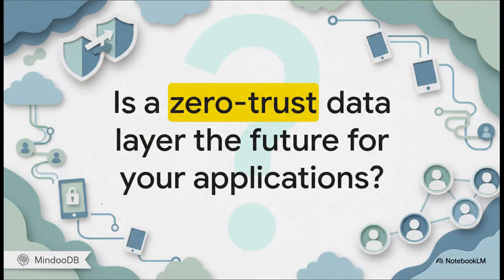And that brings us to the end of our deep dive. You know, the architecture we've looked at today, it really does present a pretty compelling vision for where app development might be headed. So I'll just leave you with this final question to chew on. As data privacy shifts from a nice-to-have to an absolute, non-negotiable requirement, is a zero-trust data layer the future for your applications? It's definitely something to think about.